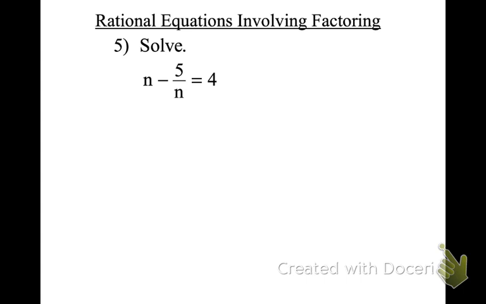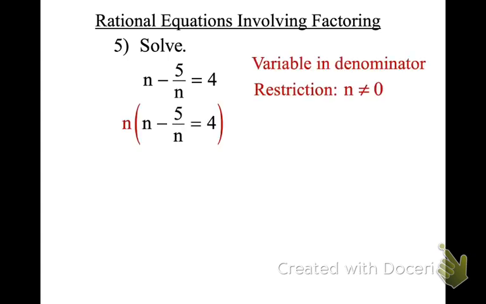Tell me about the restriction. N cannot equal 0. Good. What would I multiply all terms by to clear the fraction? You can multiply by n. So my restriction is n cannot equal 0, and I'm multiplying everything by n. So I distribute. N times n is n squared. N times 5 over n is negative 5. And then n times 4 equals 4n.